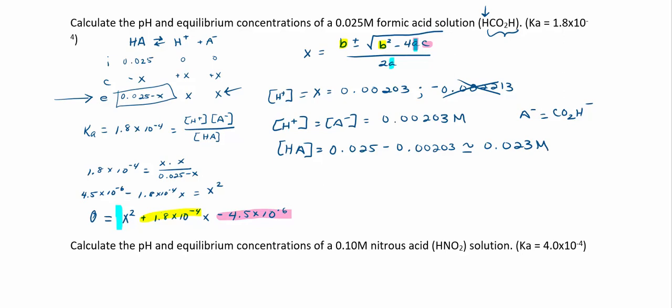That doesn't completely answer the question because I do need to get that pH. Now, pH is found by taking the negative log of the concentration of the hydrogen ion. We just said the concentration of the hydrogen ion is this value here, so I plug that into my calculator, and I get a pH value of 2.69.